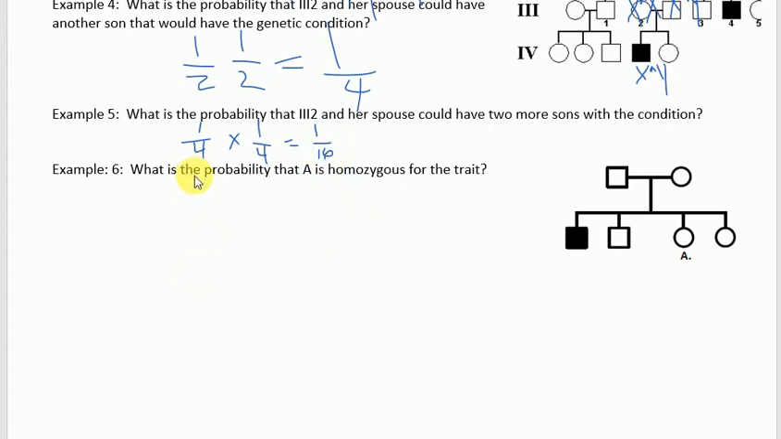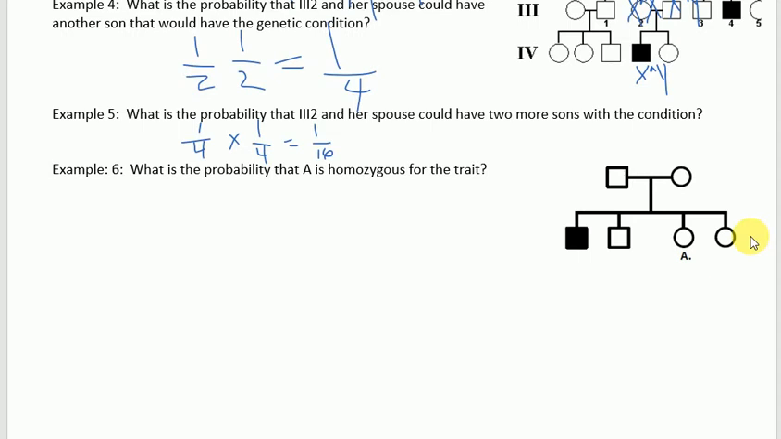And then here, what is the probability that A is homozygous for the trait? So the first thing that we need to do is determine is it autosomal or sex-linked. Remember I said back in the beginning, if it is sex-linked, there will be a lot of males. So we're going to say that this one is not sex-linked because there's only one male. So it is autosomal. And is it recessive or dominant? Does it skip a generation? And it does skip a generation. So we're going to say it's autosomal recessive. Remember, sex-linked will be very, very obvious.